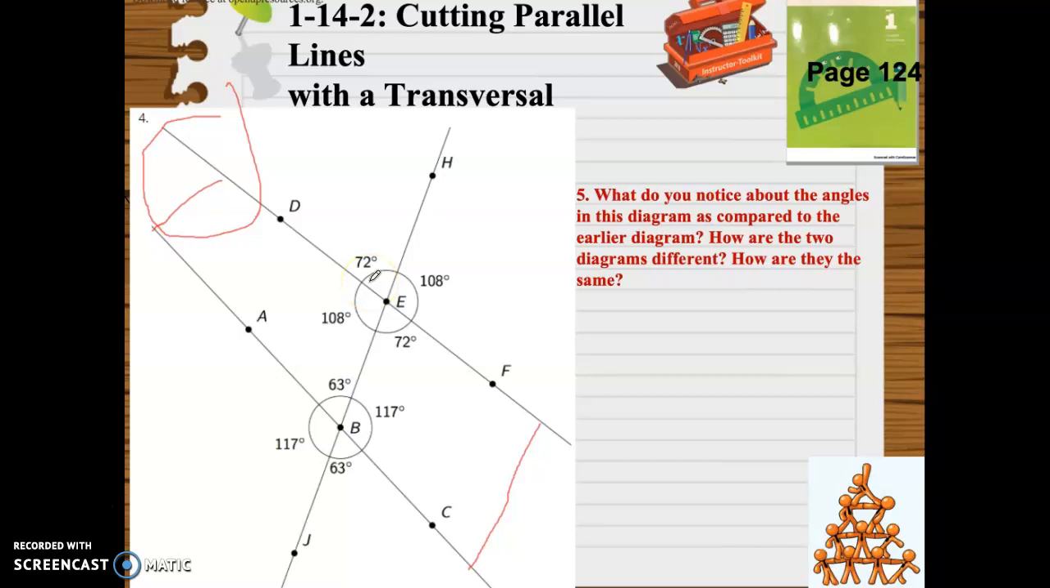Well, that is the overview of lesson 14. There will be homework help later, just making sure that you're following supplementary and vertical angles. Good luck.